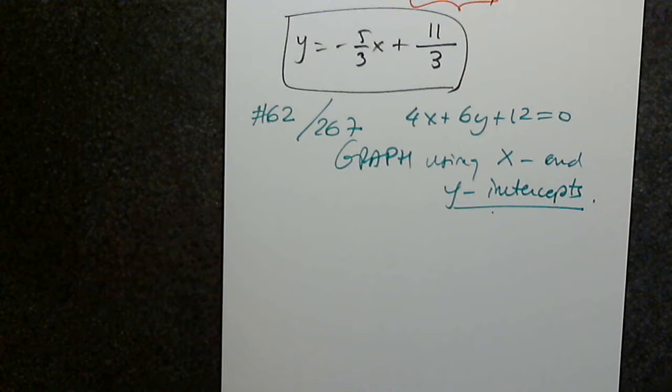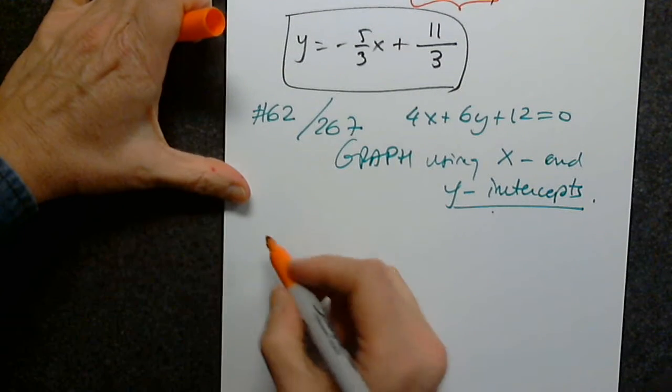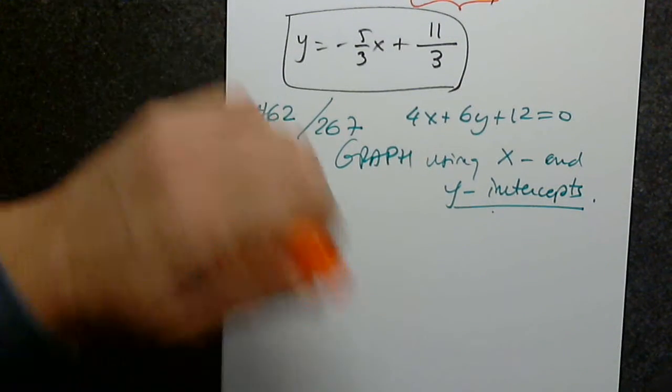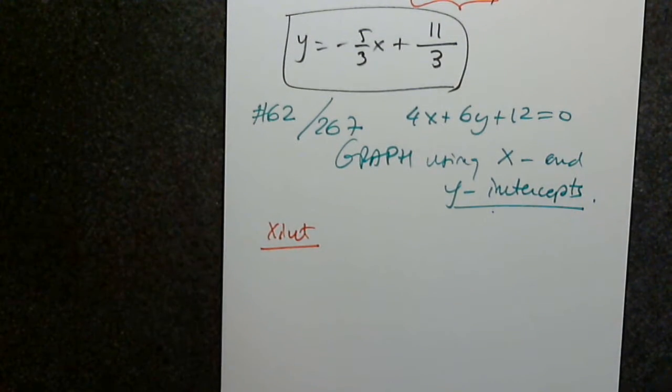X and y intercepts. Now, I know you may say, well, solve for y. There is no need. Please don't solve for y. So when I find the x-intercept of a function, this one or any other, what do I have to do? Where is the x-intercept? On the x-axis somewhere. What is the equation of this line?